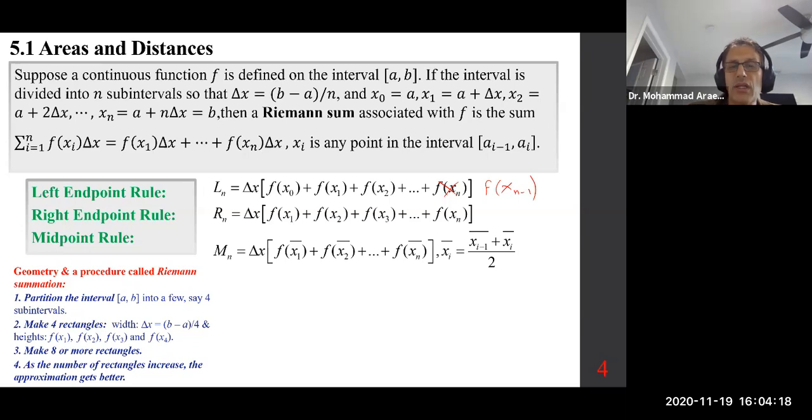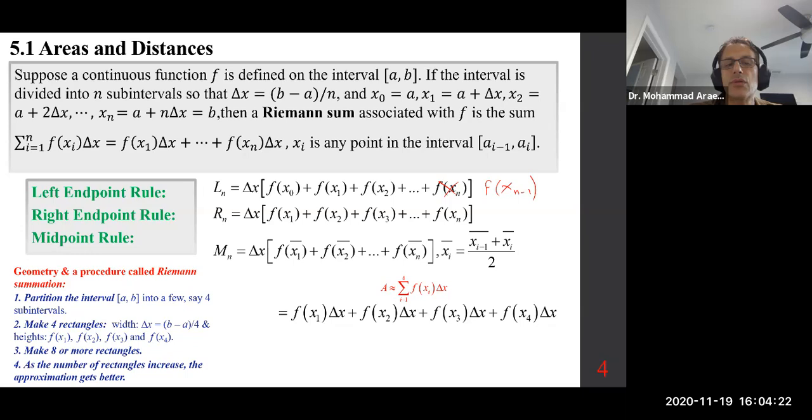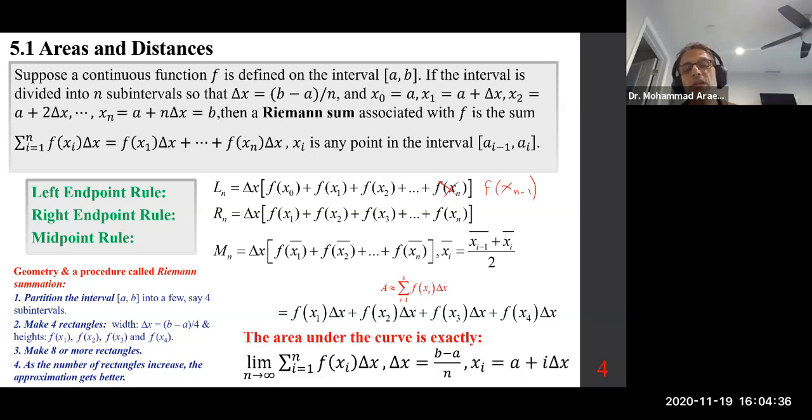Again, what does it really mean? It becomes clear as we go through that. The area is roughly equal to that summation. This is an approximation, class. When will it become the actual area? When we take a limit and let n go to infinity, it becomes the actual area. So what do we mean by that?